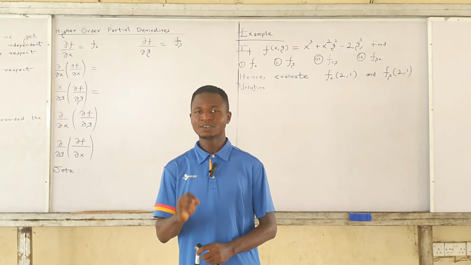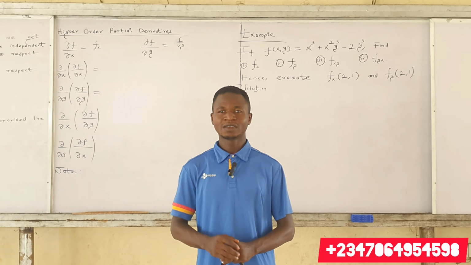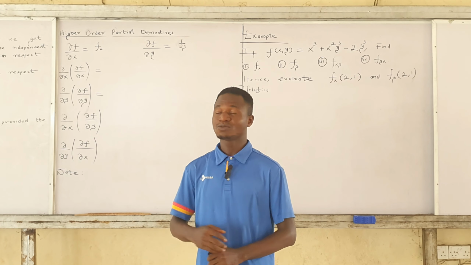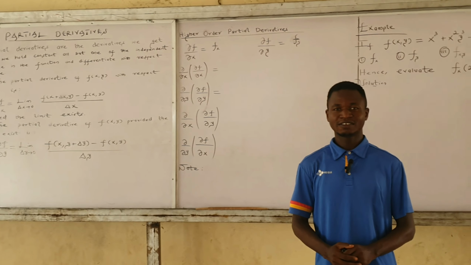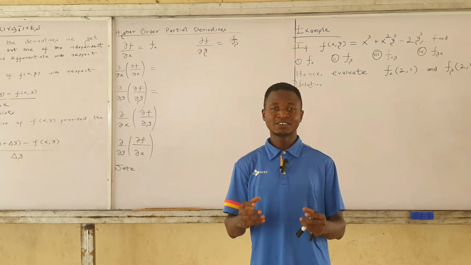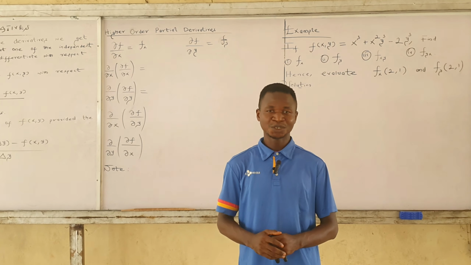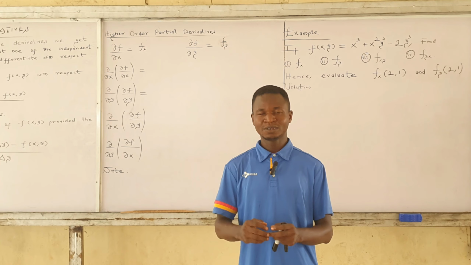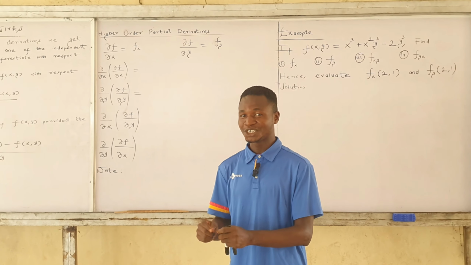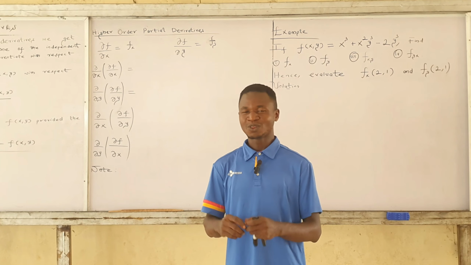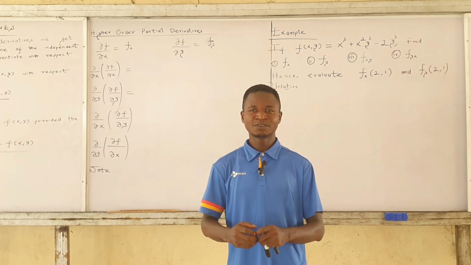Today we are going to be delving into the world of calculus, and one of the aspects of that calculus is what is called the partial derivative. And what is a partial derivative? A partial derivative is a derivative we get when we differentiate a function with respect to a variable, keeping every other variable that is not what we want to differentiate constant. So the question is, why partial derivative?